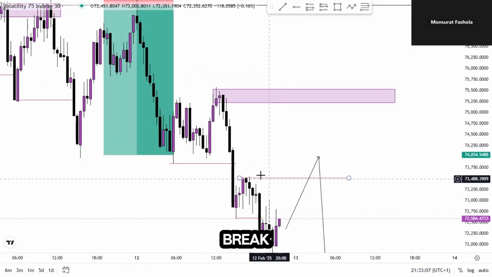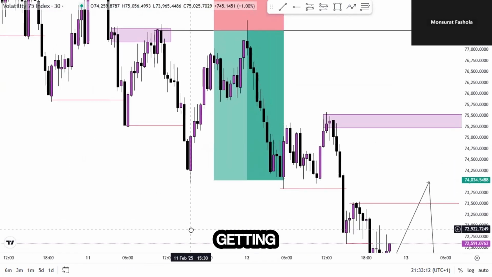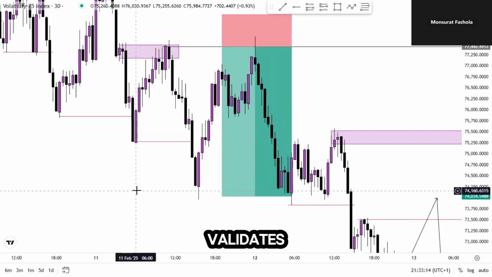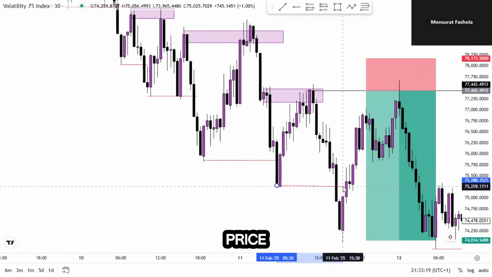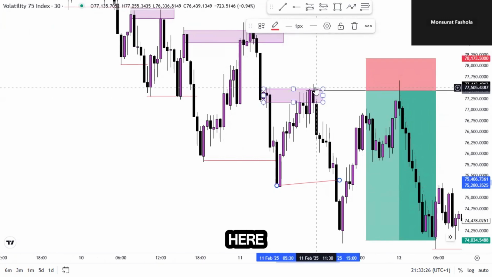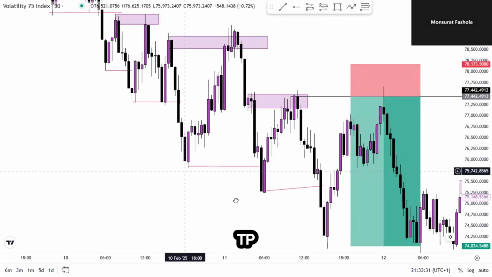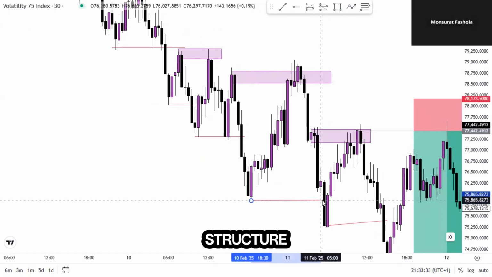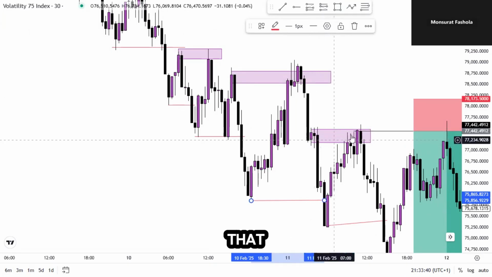The break of structure validates your entry points. Are you getting me? If you look at what I've been drawing ever since, this was the break of structure. The moment price broke this particular point here, I had confidence that price will come back to this up here, take this set down and then hit our TP. This was the break of structure here. I am 100% confident that price will come back to this because there is something here that price will react to.